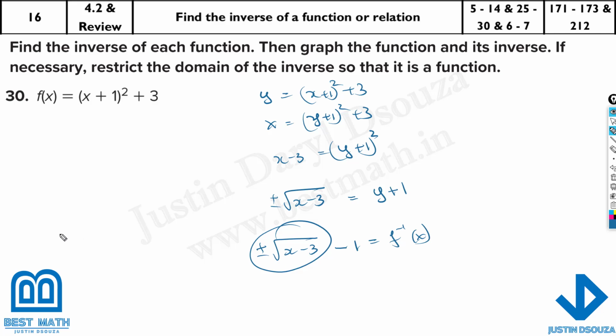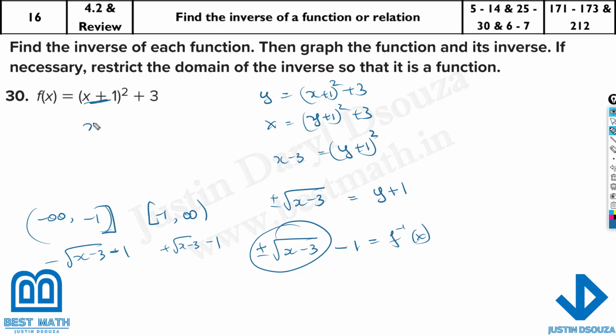Now when we split the domain, it's not from 0, it's from minus infinity to minus 1, and then from minus 1 to infinity. So here this will have the negative part of the square root x minus 3 minus 1, and this will have the positive square root x minus 3 minus 1. This is the splitting of these two. Why? Because there's minus 1.